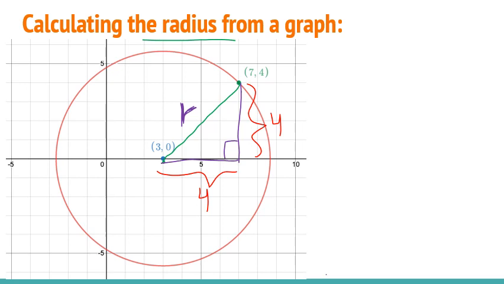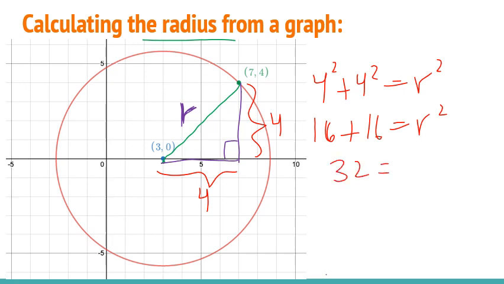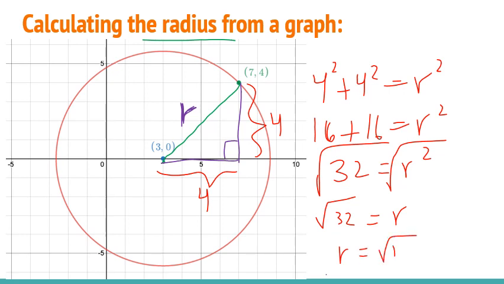So we're just going to use the Pythagorean theorem to find the value of the radius. It's going to be 4 squared plus 4 squared equals r squared. 16 plus 16 equals r squared, so 32 equals r squared. If we take the square root of both sides, r is going to be the square root of 32. And if we wanted to simplify that, it would be the square root of 16 times the square root of 2, which is 4 times the square root of 2. So if they give you a point on the circle and the center of the circle, you can find the radius by drawing a right triangle and using the Pythagorean theorem.